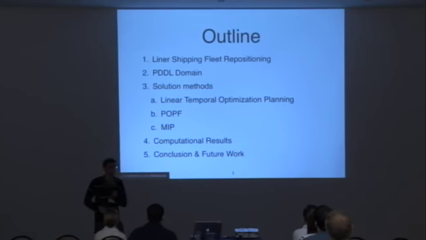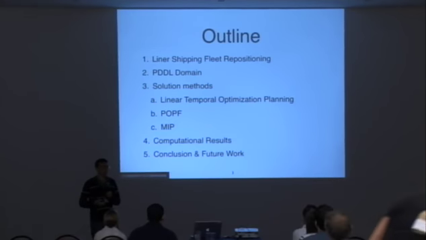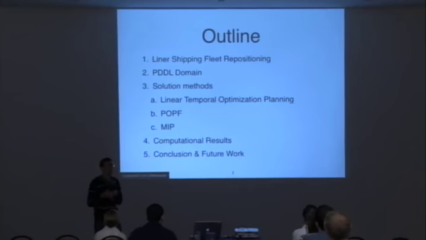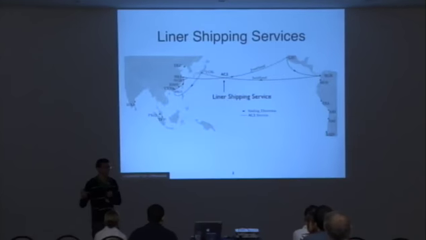The outline for my talk today: first, I'm going to go over what the problem is. What is this problem of fleet repositioning? Then I'll talk about the PDDL domain that models this and discuss three solution methods. First, linear temporal optimization planning, a novel method combining partial order planning and linear programming. Then some modifications to the POPF planner in order to handle this domain and solve it efficiently. And then a mixed integer program that also models the domain in sort of an OR approach. Finally, I'll give you some computational results and conclude.